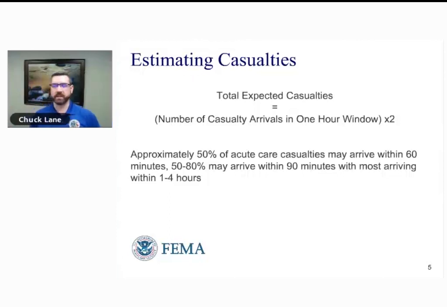So this again is where your HVA or your community risk assessment can help a lot. You have to think about maybe what's going on during the time of day or time of year.